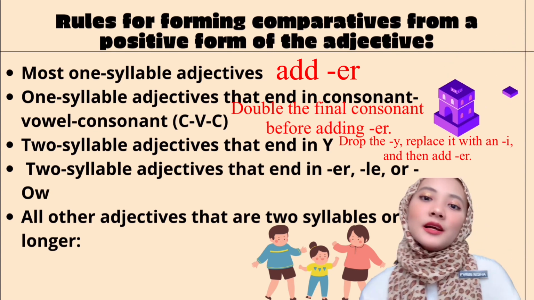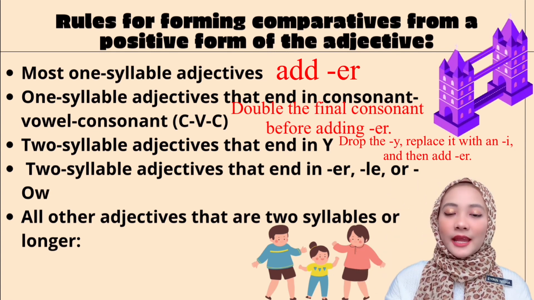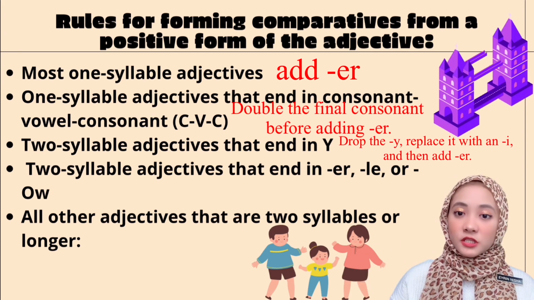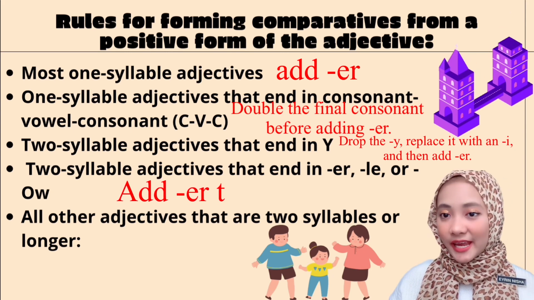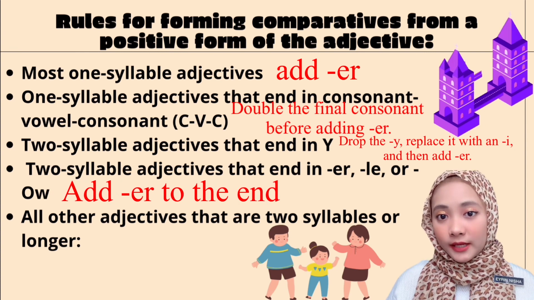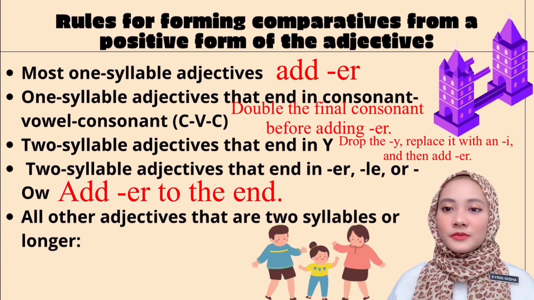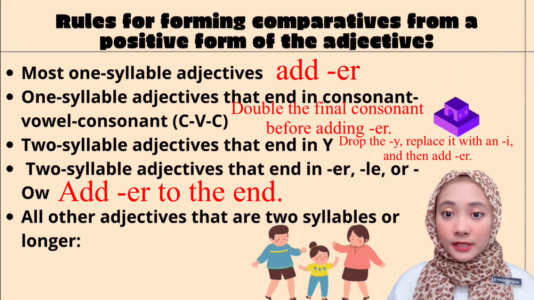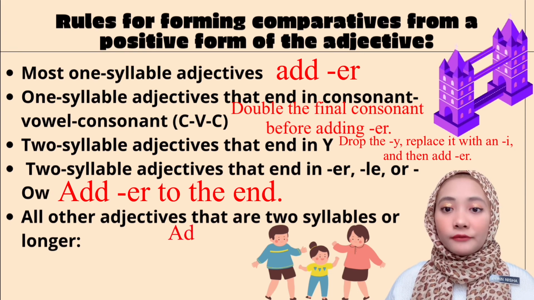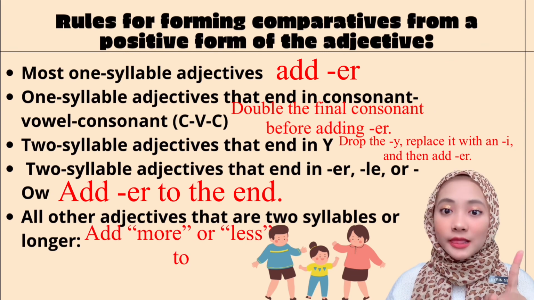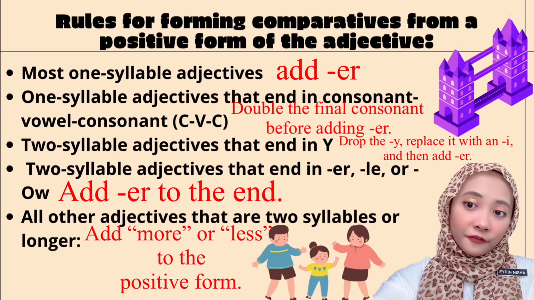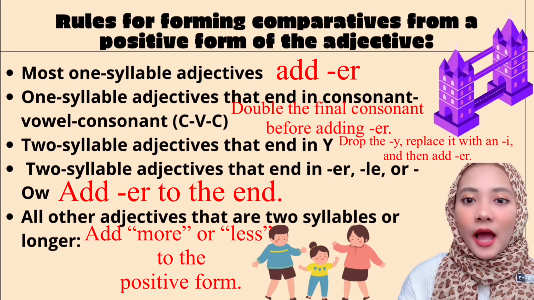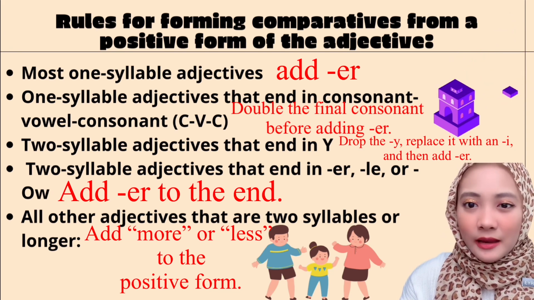Rule number 4: for two-syllable adjectives that end in er, le, or ow, you add er to the end of the word. For example, narrow becomes narrower and simple becomes simpler. And the last rule: for all other adjectives that are two syllables or longer, we add the word more or less to the positive form. For example, acceptable becomes more acceptable and unmanageable becomes less unmanageable.